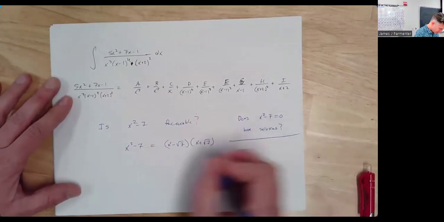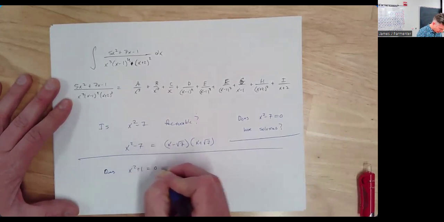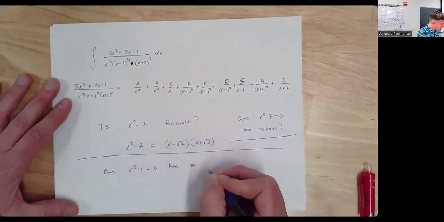Versus, does x squared plus 1 equal to 0 have solutions? Have real solutions?